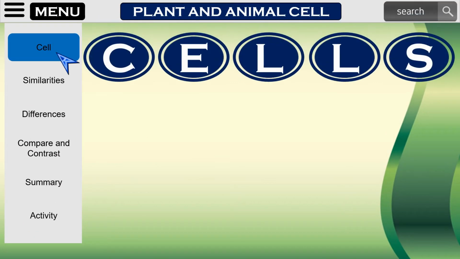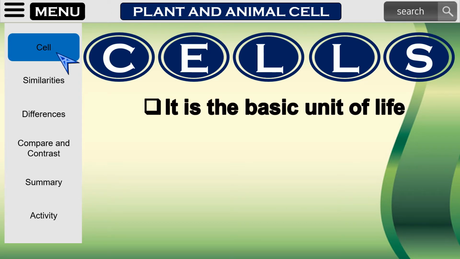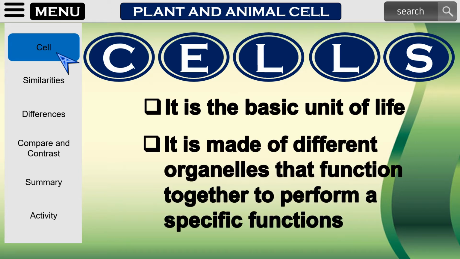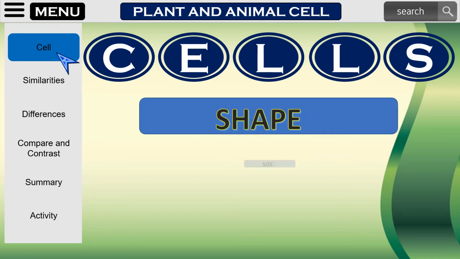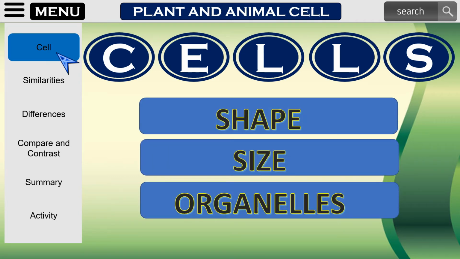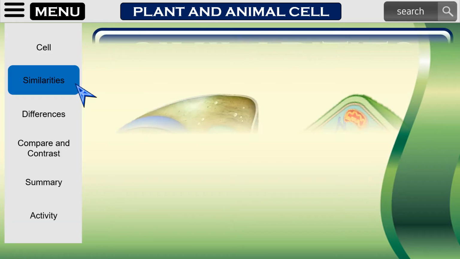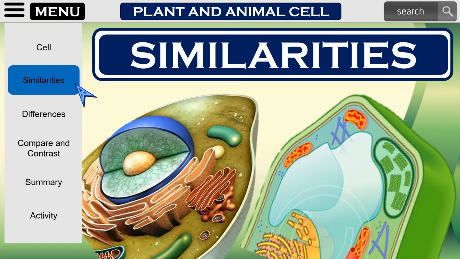Most cells have everything they need to carry out the basic life functions. Although all living things are made up of cells, all cells are not the same. Cells with different shapes and sizes have different roles. Shapes and sizes are related to the functions of the cell. The basic differences between most plant and animal cells are their shape, size, and the absence and presence of organelles. But before we discuss their differences, let us talk about their similarities.